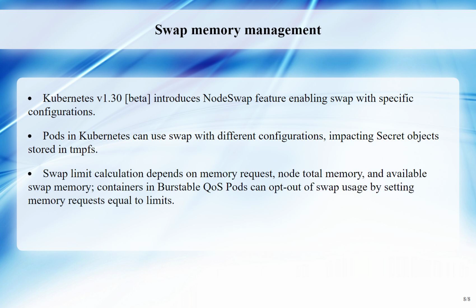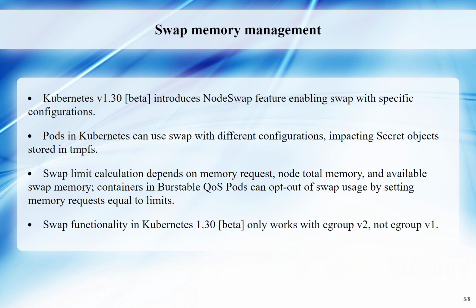The swap limit calculation is based on the container's memory request, node total memory, and total available swap memory for pods. Containers within burstable QoS pods can opt out of swap usage by setting memory requests equal to memory limits. Swap is only supported with cgroup v2, not cgroup v1. For more details on configuring and testing swap functionality in Kubernetes 1.30 beta, refer to the blog post on node swap and associated design proposals.